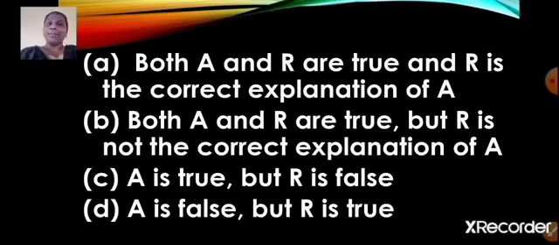Option A. Both A and R are true and R is a correct explanation of A. Option B. Both A and R are true but R is not the correct explanation of A. Option C. A is true but R is false. Option D. A is false but R is true.